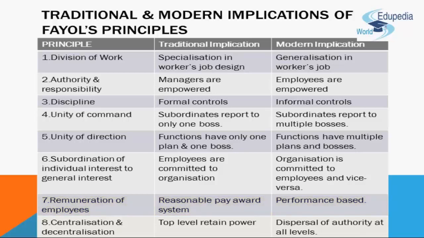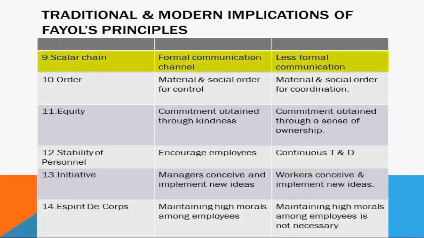Eighth principle is centralization and decentralization. The traditional implication is top level retains the power, whereas the modern implication is dispersal of authority at all levels. Next principle is scalar chain. In this principle, formal communication channel is there, whereas modern implication is less formal communication channel. Next principle of management is order, as per Fayol. So what is that? Material and social order for control is there traditionally, whereas material and social order for coordination in case of modern implication.